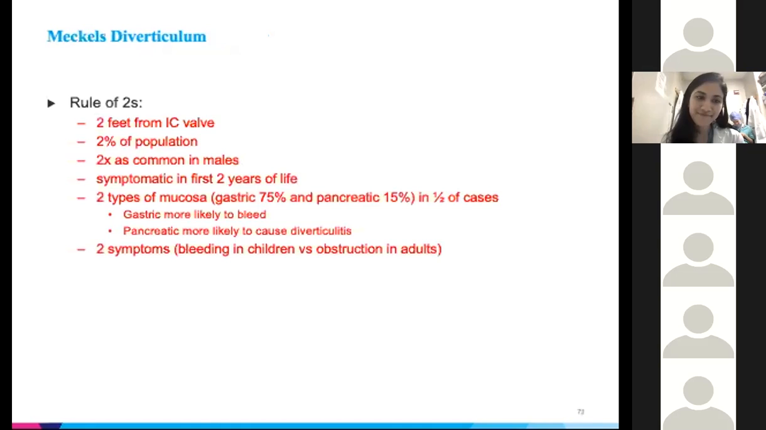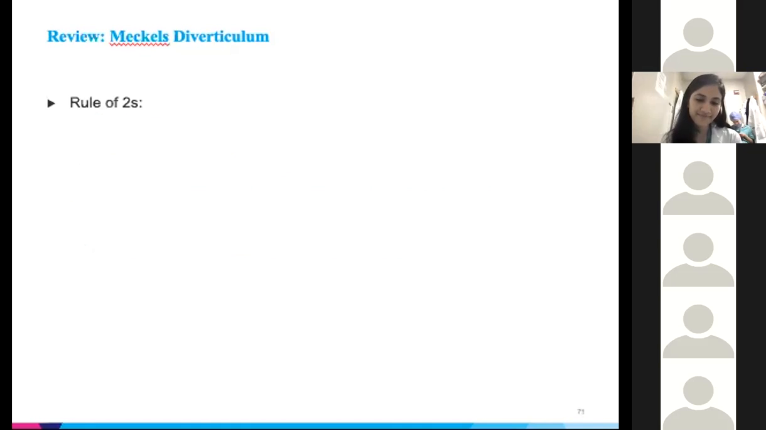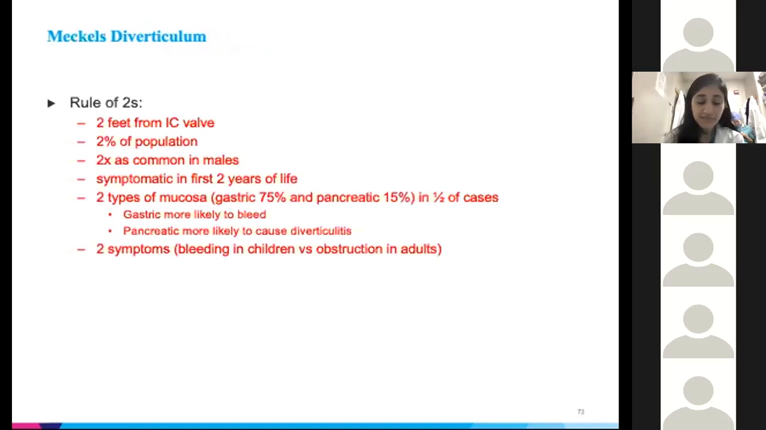So 2% of the population, 2 feet from the ileocecal valve, 2 times more likely in males, 2 types of tissue, so pancreatic and gastric. And which one's more common? I think we said gastric is more common? Yep. I feel like I'm missing some stuff. So 2 symptoms, bleeding versus obstruction. And I think you got the rest, 2 feet from the ileocecal valve.